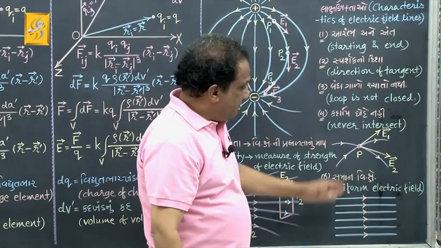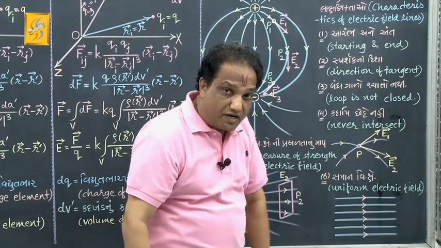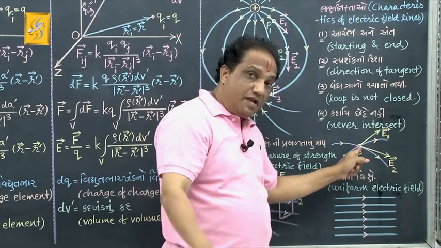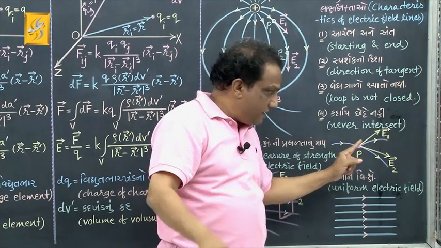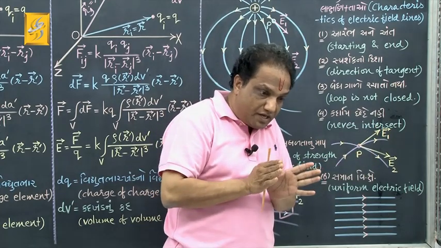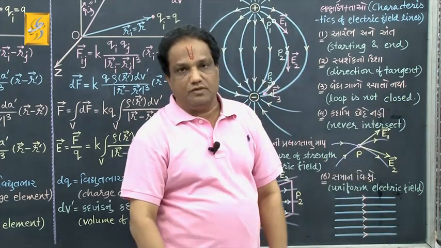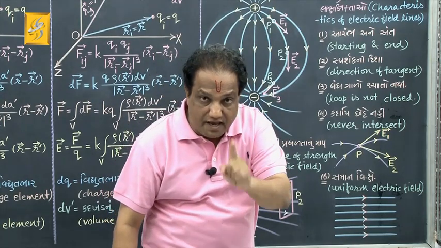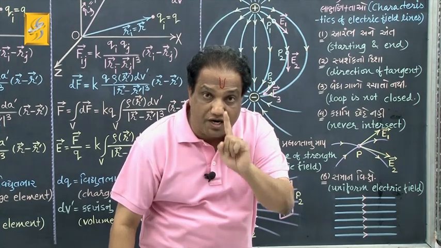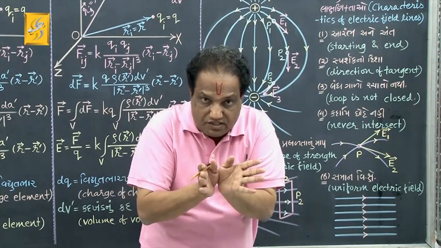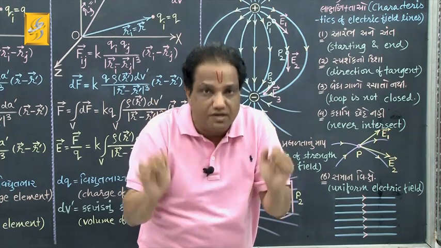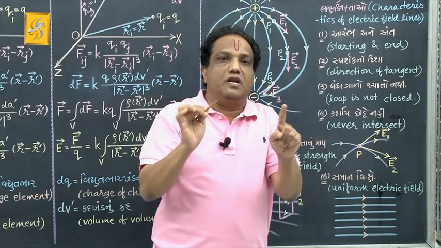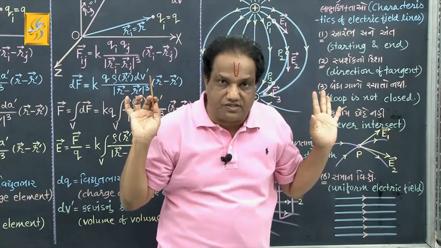Then tell me, if these tangents are giving you the direction of the electric field, it means that at the same point, at the same time, the electric field exists in two directions at a time. Not possible. At a given point of time, the electric field can exist only in a particular unique direction. It cannot exist in both directions simultaneously. It is very wrong. Okay. So the conclusion is that no two electric field lines can ever intersect.